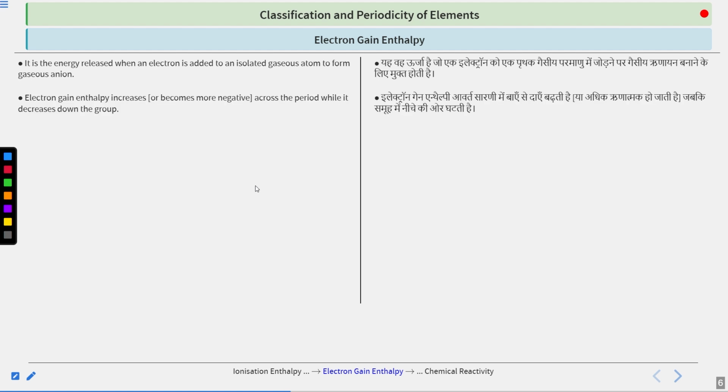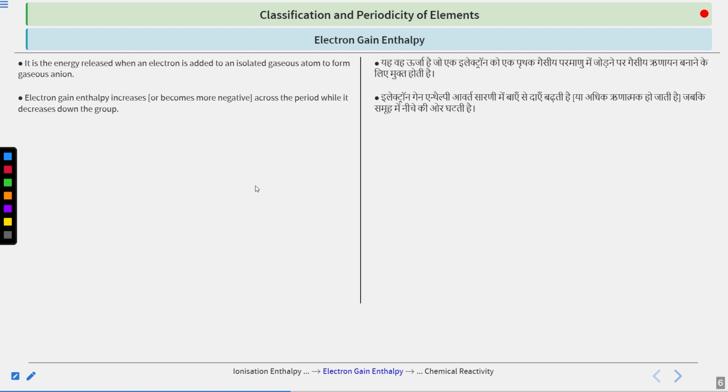Now electron gain enthalpy increases across the period while it decreases down the group. What is the reason? When you move across the period, the size will decrease. As a result of that, it will become more and more negative, or it will increase. What is the meaning of that? When the size is decreasing, you get a closer approach to the nucleus. It means if you are adding an electron to, suppose, lithium, then the electron will be added at a farther point than in beryllium, right? Now what will be the result of that?